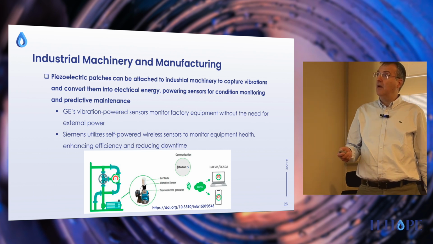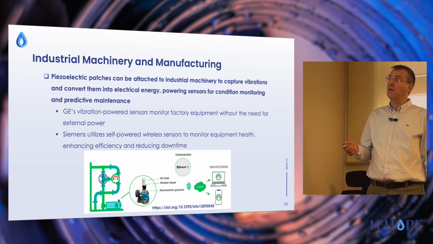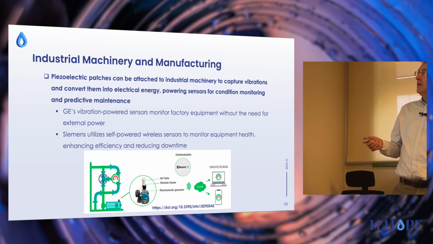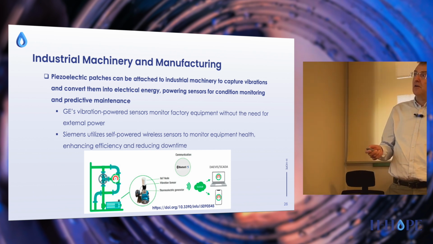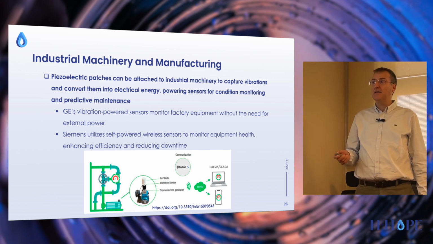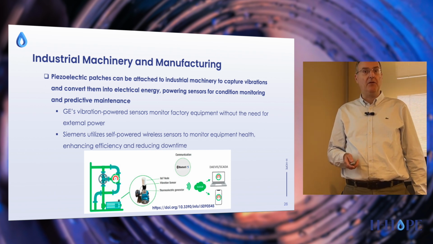As an example, General Electric already has vibration-powered sensors in order to monitor factory equipment without the need for an external power supply. And another company like Siemens is also using self-powered wireless sensors to monitor equipment health, enhancing the efficiency and reducing the downtime due to unexpected failures.